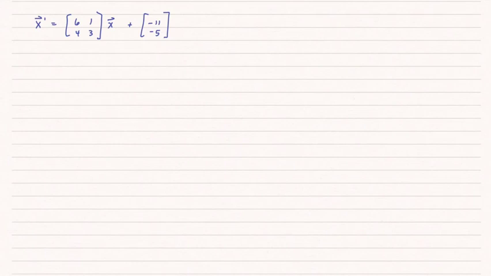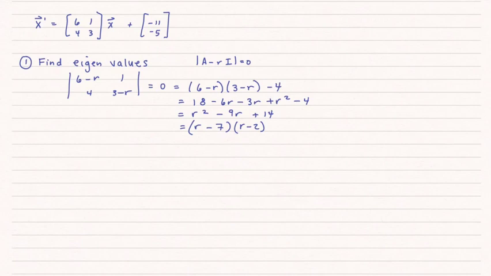So, let's first find our homogeneous solution. That is, ignore the -11, -5. Hopefully at this point we're getting pretty comfortable with this, and it factors like so. So this means we have two real eigenvalues, R2 and R7.